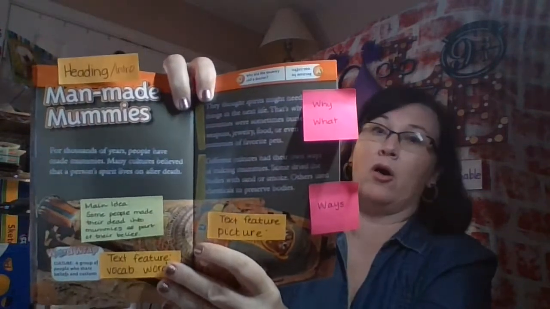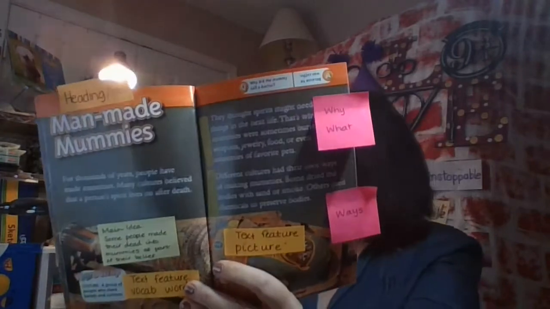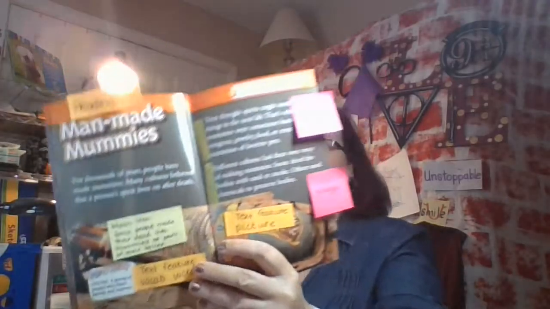All right, so let me see here. Different cultures had their own ways of making mummies. Some dried the bodies with sand or smoke, and others used chemicals to preserve their bodies. So I'm thinking this would be different ways, or it could even be how. How did they make the mummies? They made them with smoke. They made them with sand. Okay?